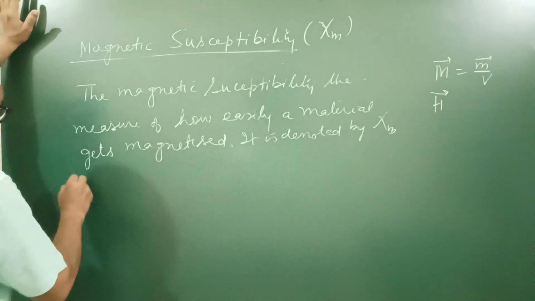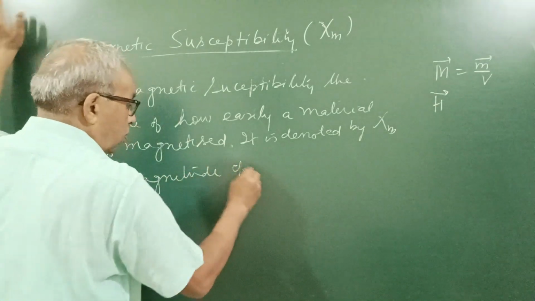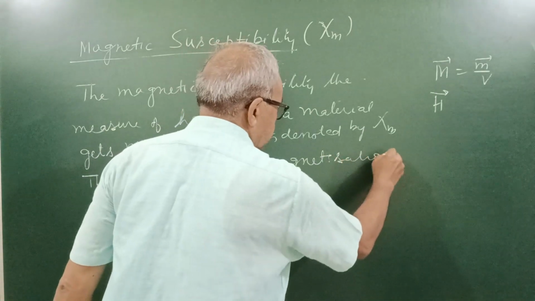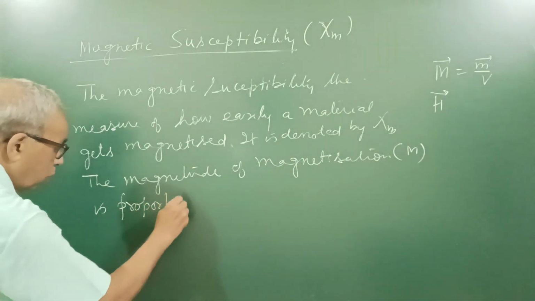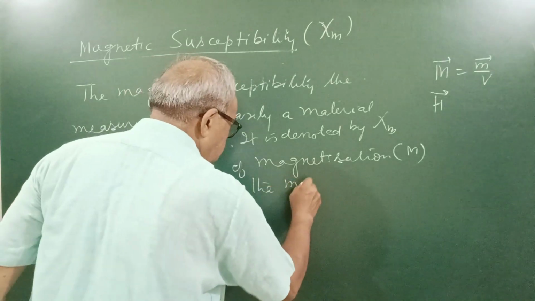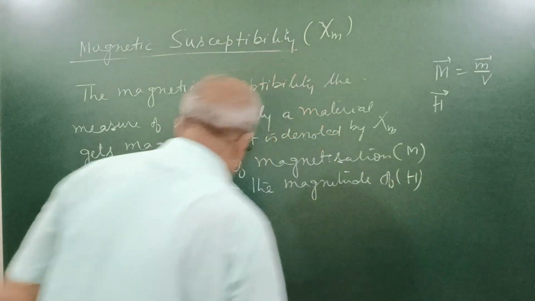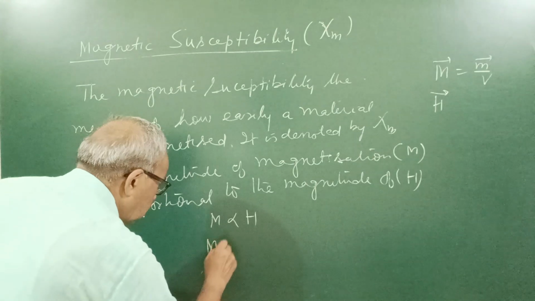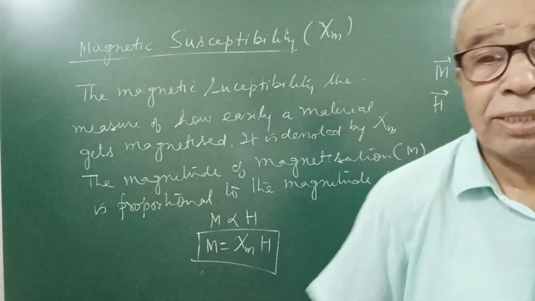So we can say the magnitude of magnetization M is proportional to the magnitude of H, that is M is proportional to H, or M equals chi m into H. For a low magnetizing field, chi m is constant.